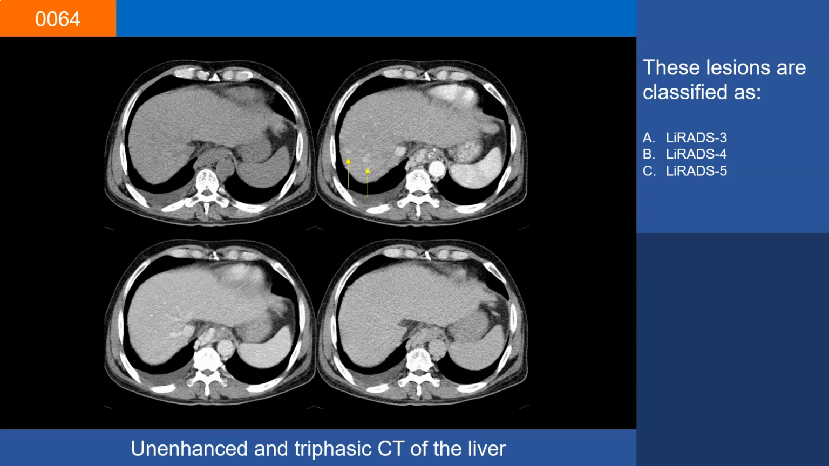Case 64, these lesions are classified as LIRADS 3, LIRADS 4, or LIRADS 5. You are provided with triphasic CT of the liver.